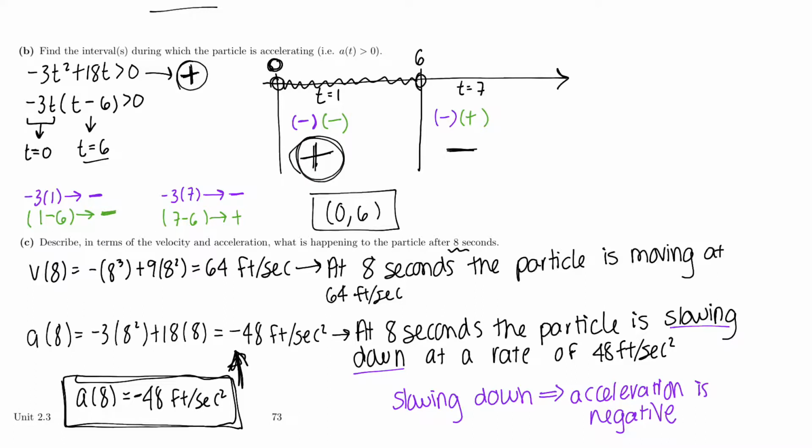So the acceleration is negative, right? If you said that at 8 seconds the particle is accelerating at a rate of negative 48 feet per second squared, that would be correct. But saying that you're slowing down at a rate of negative 48 feet per second squared wouldn't be correct, because the negative already implies the slowing down part.